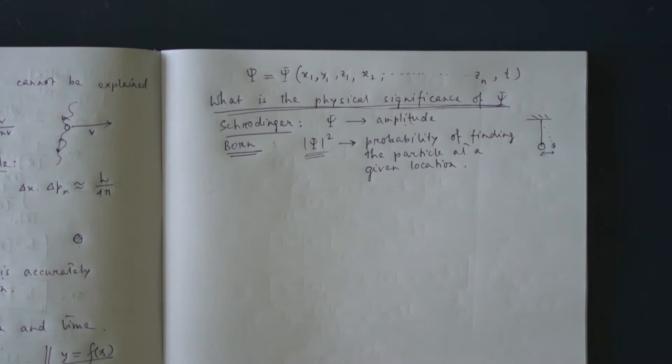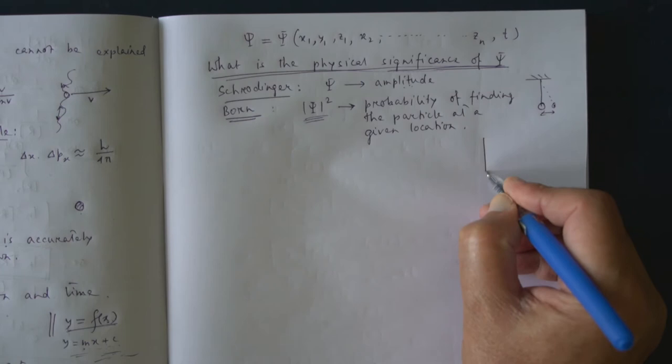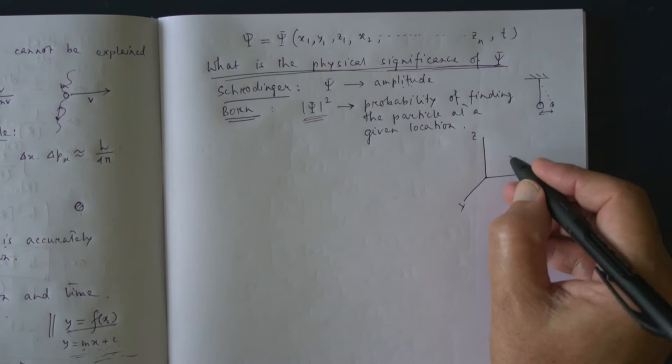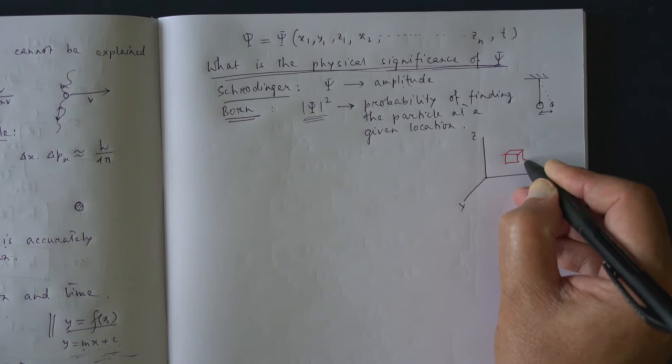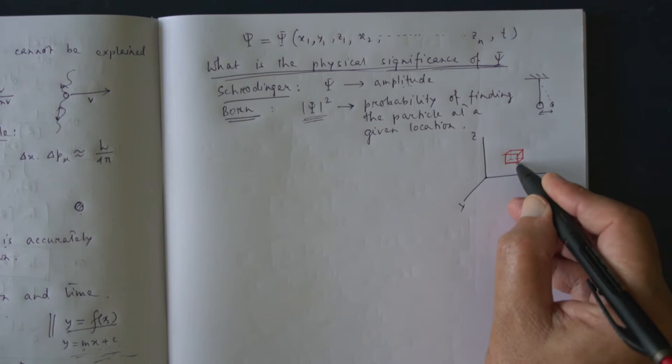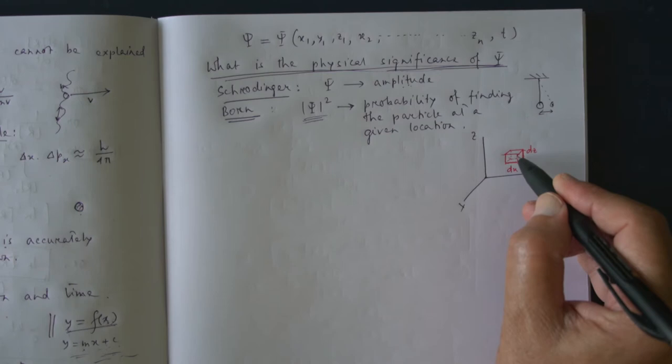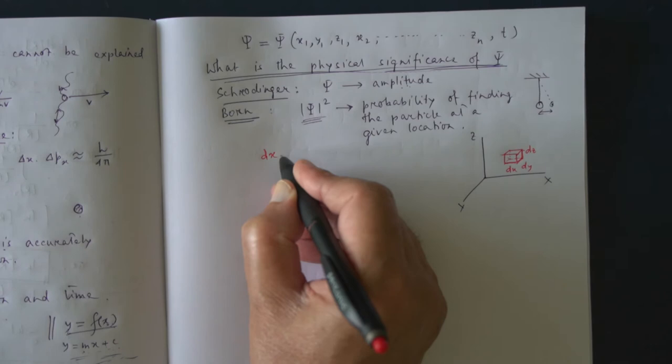Well, now, for example, suppose this is three dimensions, x, y, z. Here we consider a very small volume. This is dx, this is dy, and this is dz. So what will be the volume of this box? The volume of this box will be dx dy dz.